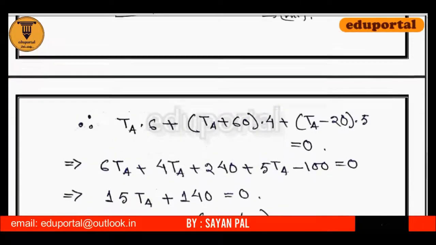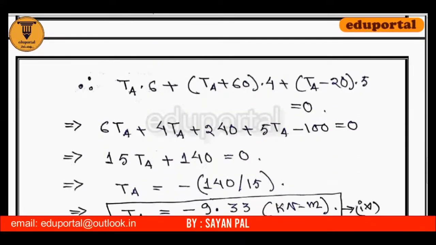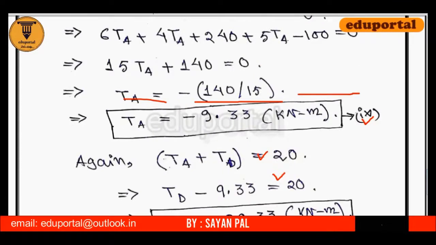So putting the values, because GIP are all the same, we get Ta into 6 plus Ta plus 60 into 4 plus Ta minus 20 into 5. Expanding this, we ultimately get Ta equal to minus 9.33. Now, minus 9.33, what does that mean? We assumed Ta positive, that is the clockwise direction. It has come out negative, which means Ta will be in the counterclockwise direction.